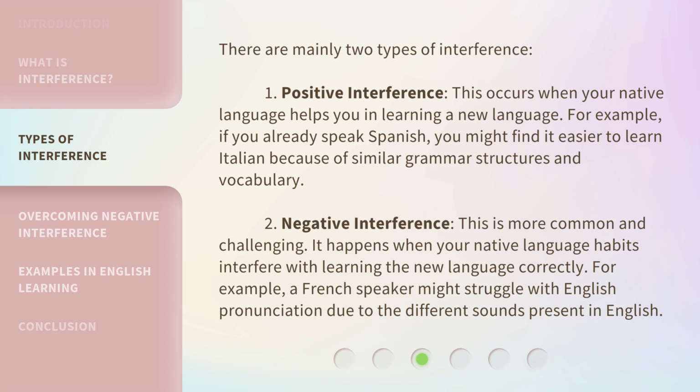2. Negative interference. This is more common and challenging. It happens when your native language habits interfere with learning the new language correctly. For example, a French speaker might struggle with English pronunciation due to the different sounds present in English.